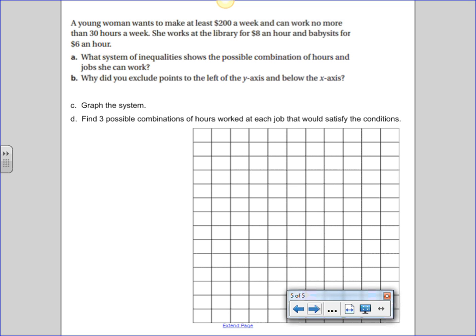So for this, we have to first think about, okay, what's the x, what's the y? So the two things we don't know are the number of hours at the library and the number of hours babysitting. Okay, so what would be my equations?